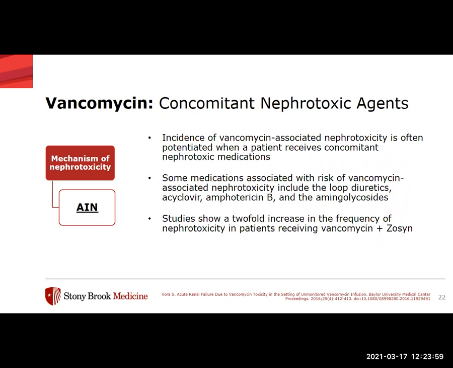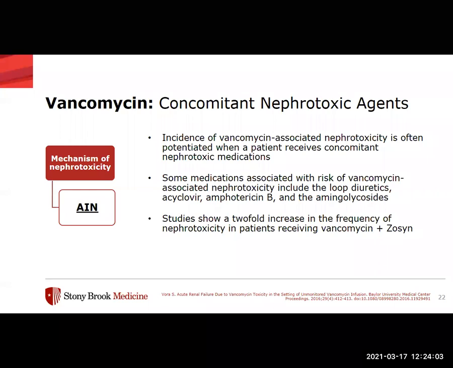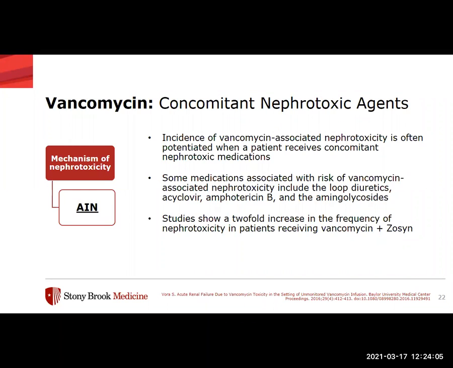The incidence of vancomycin-associated nephrotoxicity is often potentiated when a patient is receiving concomitant medications with potential to cause renal injury. So medications that are associated with an increased risk of vancomycin-associated nephrotoxicity have been found to include the loop diuretics, acyclovir, amphotericin B, and the aminoglycosides. And in fact, the concurrent use of aminoglycosides with vancomycin has been associated with a 20 to 30% increase in renal injury.